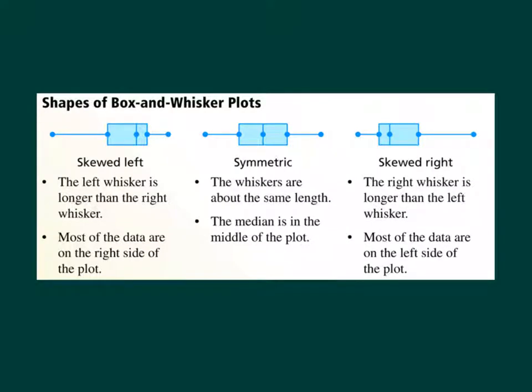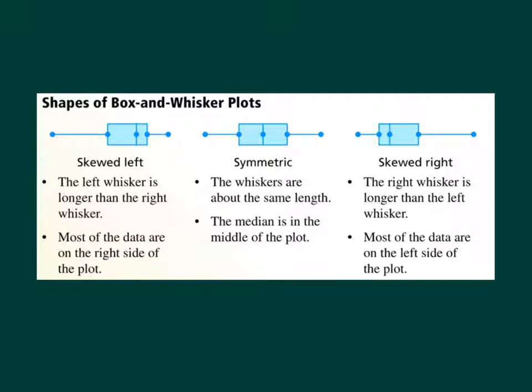Box and whisker plots can have a couple of different looks to them. Talking about skew, a box and whisker plot could be skewed left if the left side of it, the left box or the left whisker, are larger. And what that means is that most of the data are on the right side of the plot. This is very similar to what we just saw with the Roger Clemens box and whisker plot, where the left whisker was longer than the right, and the left part of the box was larger than the right. Most of the data are on the right side of the plot.